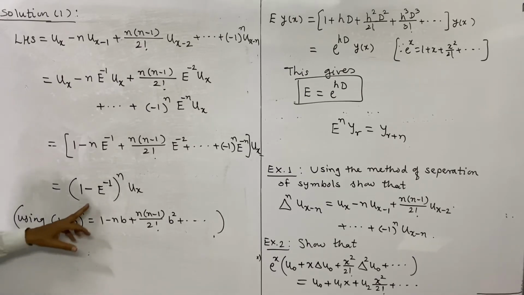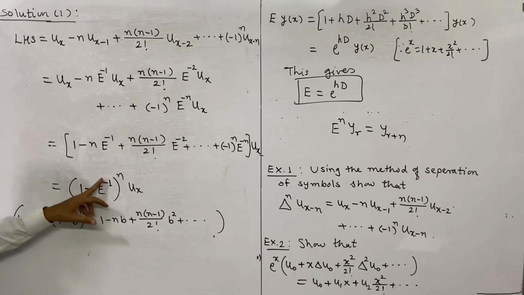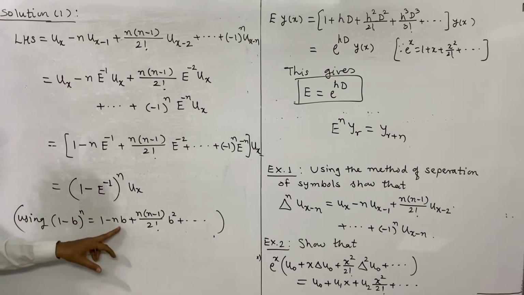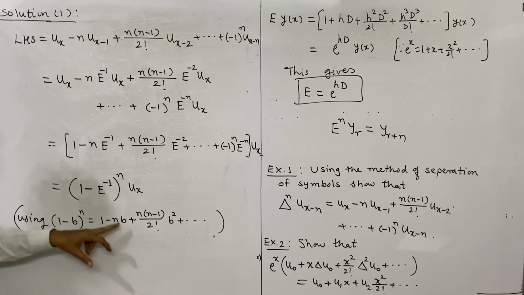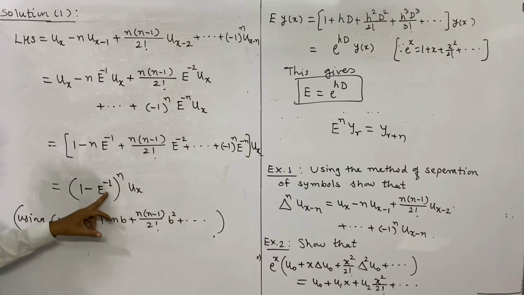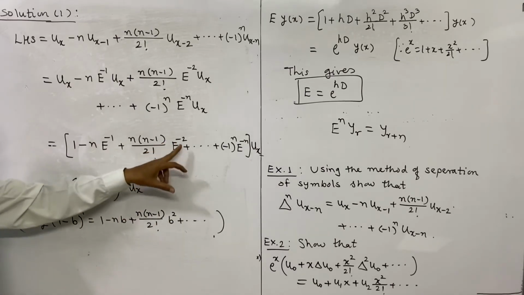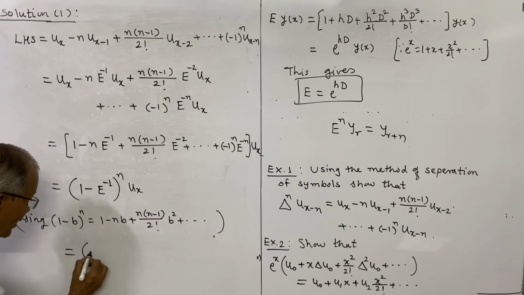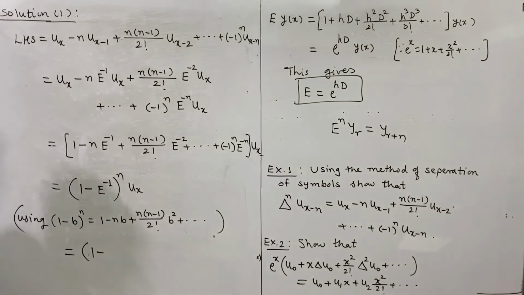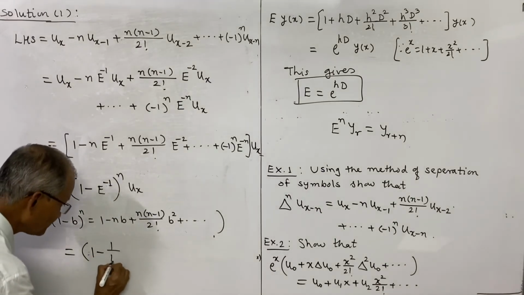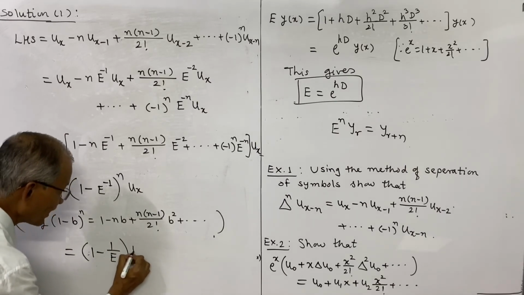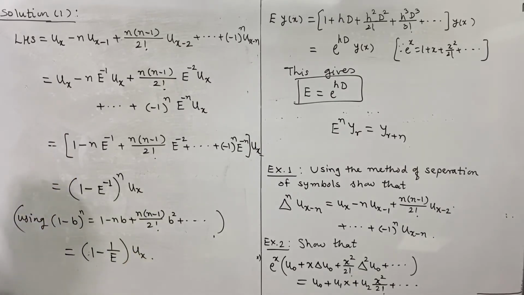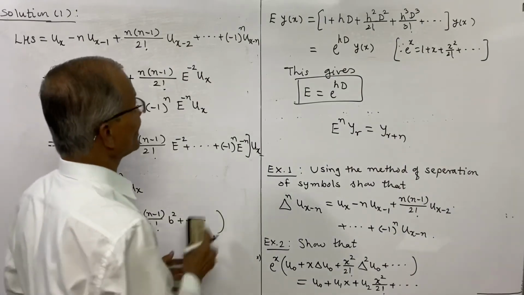Now you can say what is b? b is e power minus 1 and therefore nb is n into e power minus 1. b square is the square of e power minus 1, that is e to the power minus 2, and so on. So thus this result is used. And now this further is equal to 1 minus e power minus 1, which is 1 over e, of ux.